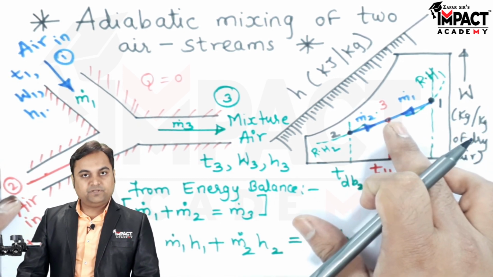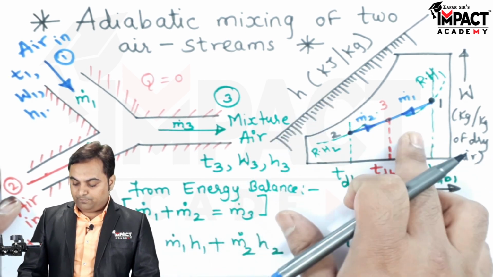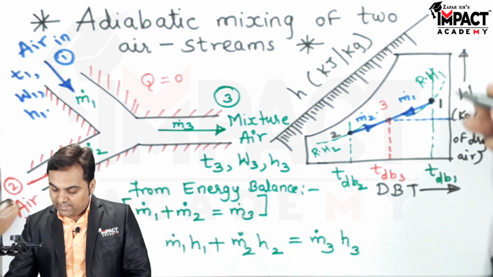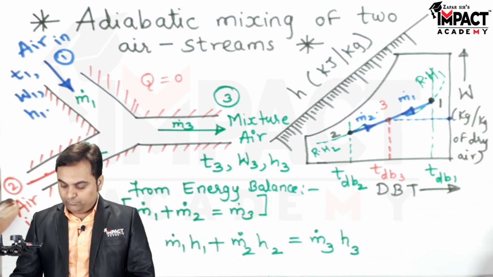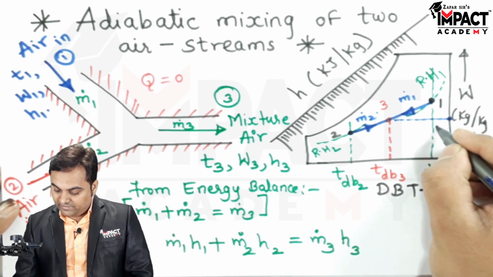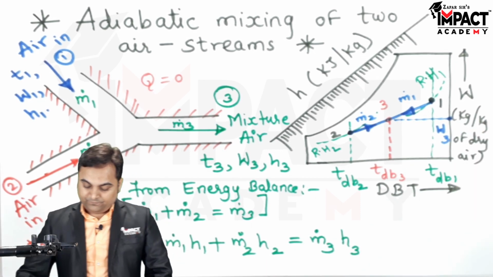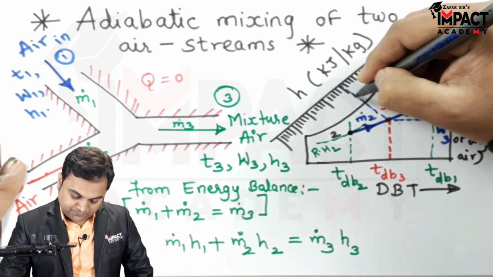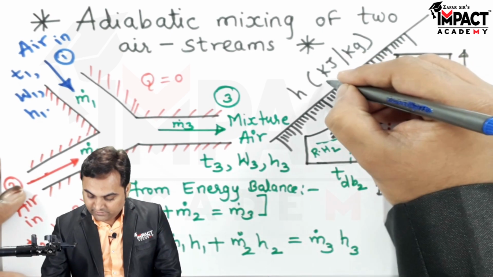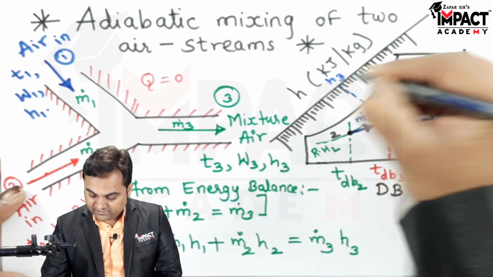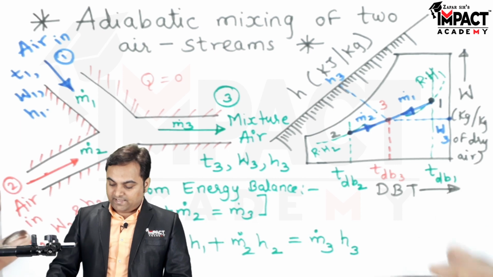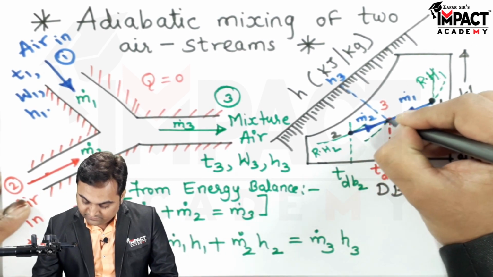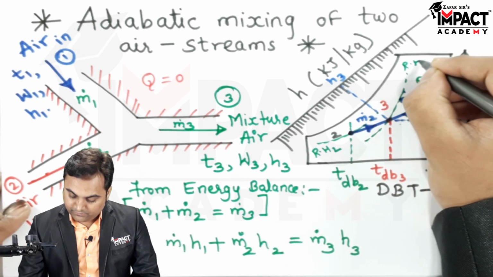Once we know the dry bulb temperature, we can get the remaining properties by plotting the lines. For example, a horizontal line would be plotted, and here we can get the specific humidity for this mixed air denoted by W3. Then we can plot the specific enthalpy, that is h3, onto the specific enthalpy scale in order to get its specific enthalpy for the mixed air. And after that, we can also get the RH value, that is the relative humidity for the mixed air.